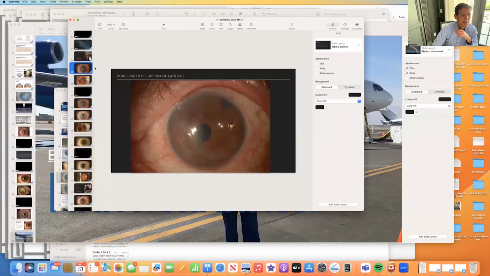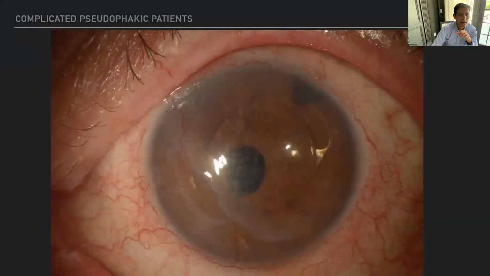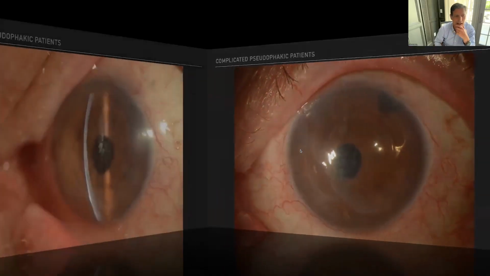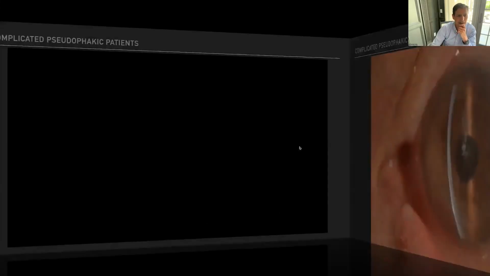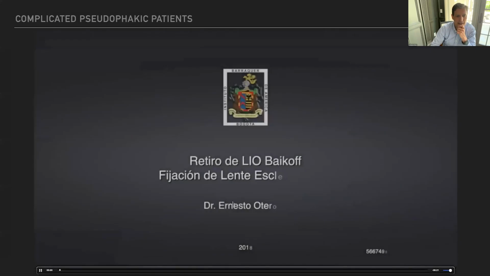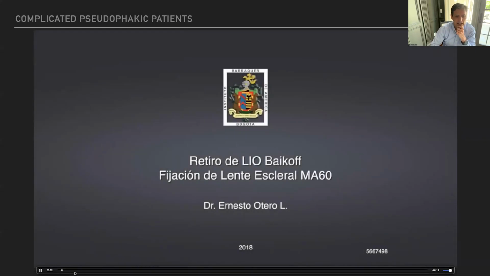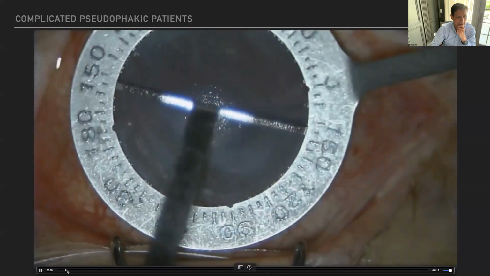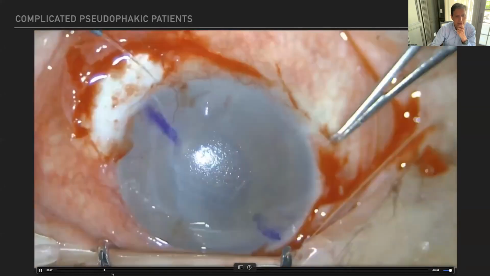Here it is. Okay, so this is a case of an AC-IOL. This is why I don't like AC-IOLs all that much. The cornea tends to decompensate. So this is the preferred technique. I'm going to advance it a little bit like this.